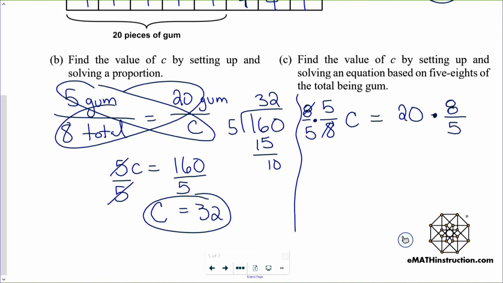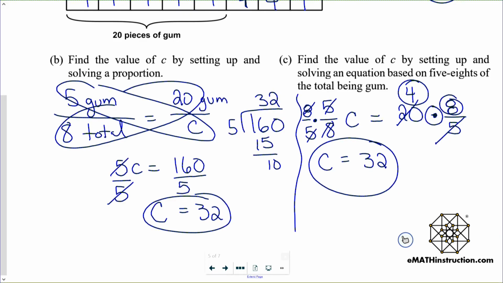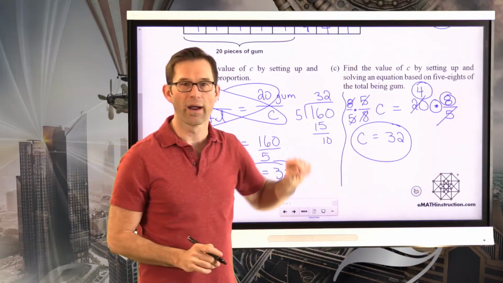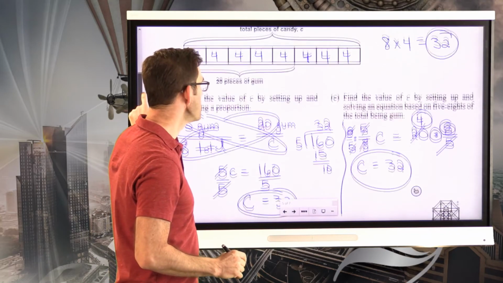Now, all of that's going to cancel, and then on this side I can literally say, well, 5 goes into 20 4 times, and then 4 times 8 equals 32. And boy, doesn't this one mirror the tape diagram approach? And here's what I mean by mirroring it.